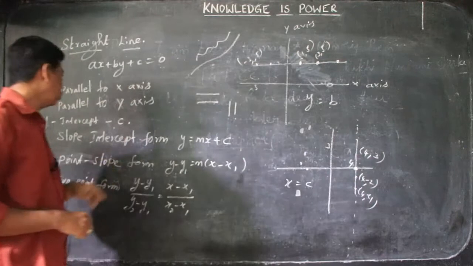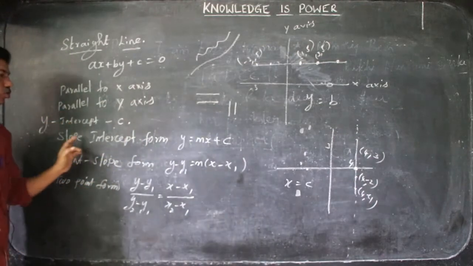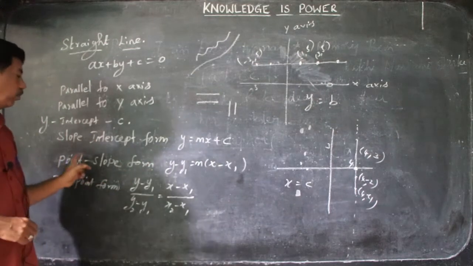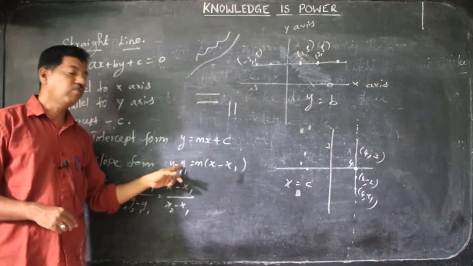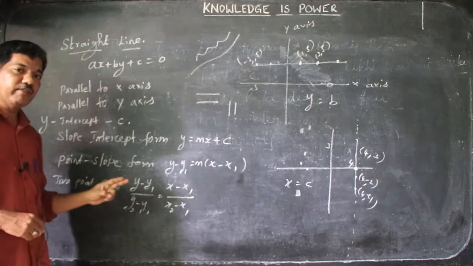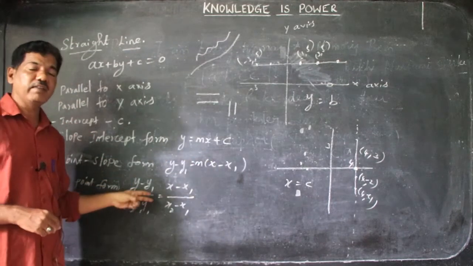So when parallel to y-axis, intercept form, slope intercept form, when the equation is given, you have to find that. Point slope form, one point form, when slope and one point are given. Here 2 point form, to find the given equation.